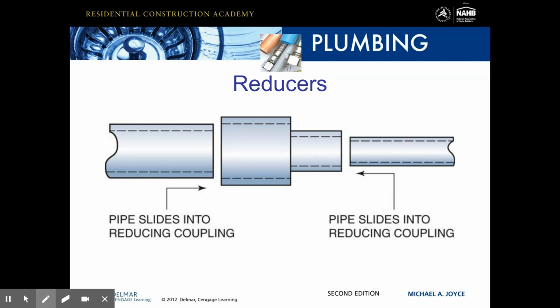Now, if we look at this one, what we're doing is actually creating a reducing coupling. So if we didn't have the correct size, we're able to get our pipe, put it into a coupling, which is a reducer, and then this pipe will slide into it again. And this is pretty common to do, because if you don't have the right size fittings, you're able to go reduce and make it work the way that you need it to.